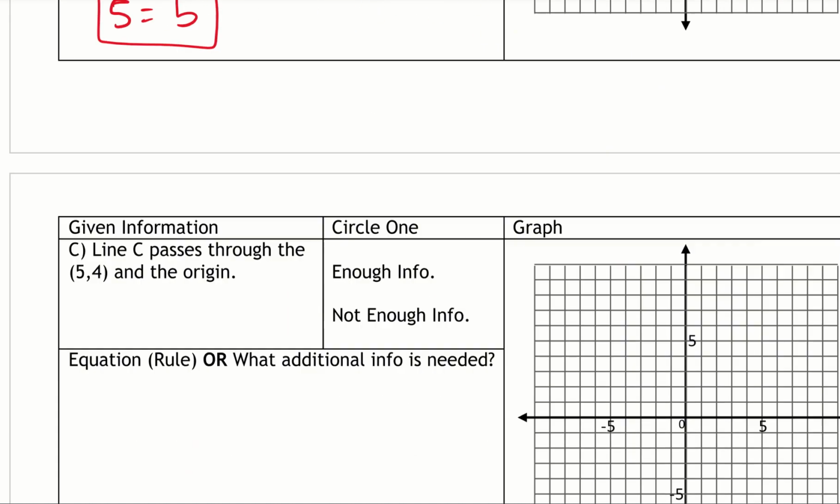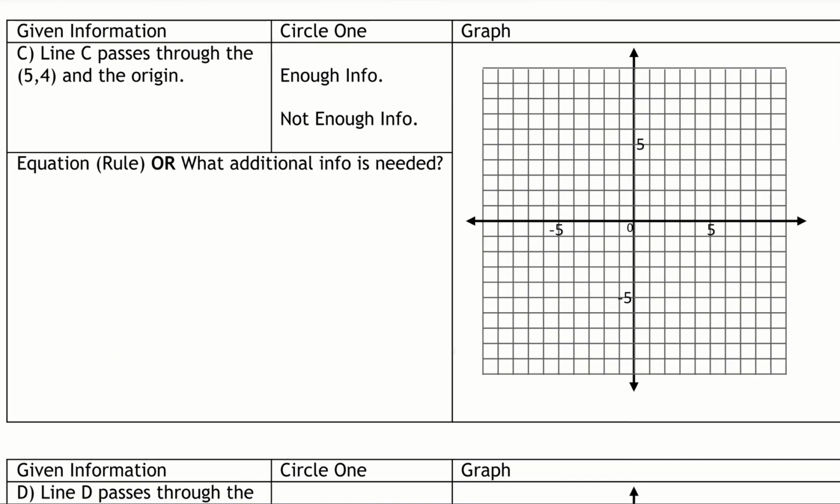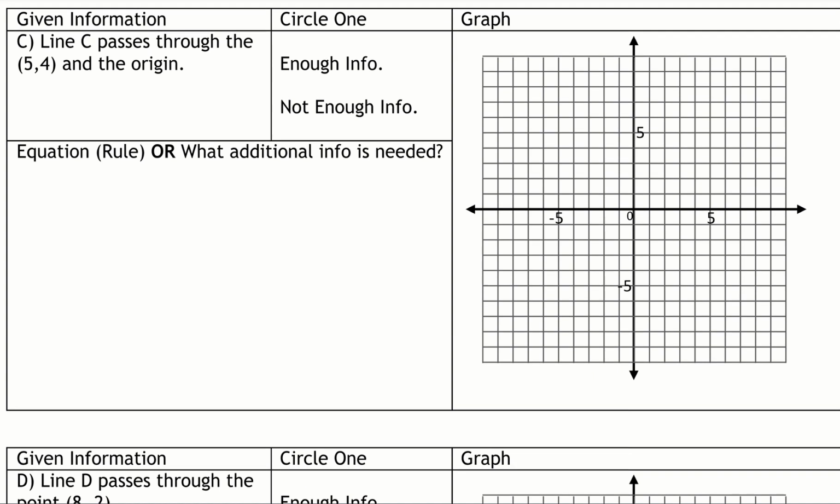Right, so let's move on to the next page. It's the same question, so I'm not going to switch videos yet. We'll just finish up all of question 1 on this video. This next one says line C passes through 5, 4, and this point called the origin, right? And this point origin has an x-intercept of 0 and a y-intercept of 0. It goes through 0, 0.